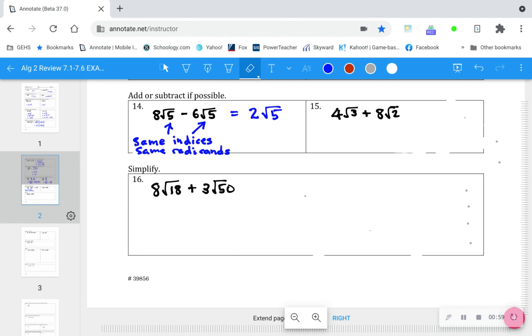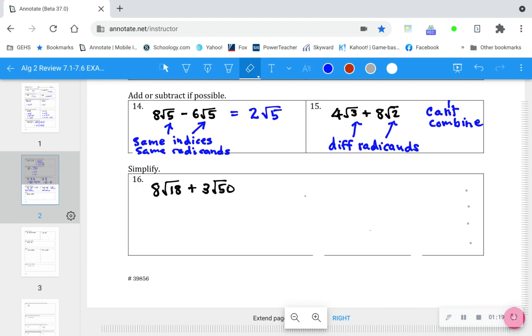On the next problem, number 15, you'll notice that the radicands don't match. One has a square root with a 3 underneath it, and then the other has a square root with a 2 underneath it, and this is when you can't combine. So we just have to leave this one just like it is.